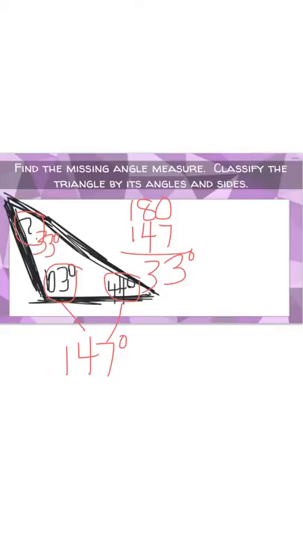To classify it by its angles, you would look at 33 degrees, 44 degrees, and 103 degrees. We have one that is greater than 90 degrees, so that means that this is an obtuse triangle. When you look at the sides, all the angles are different, so all the sides would be different, so this would also be a scalene triangle.